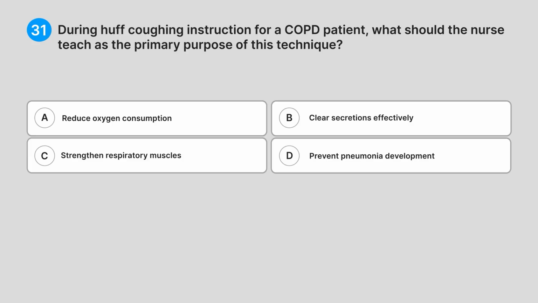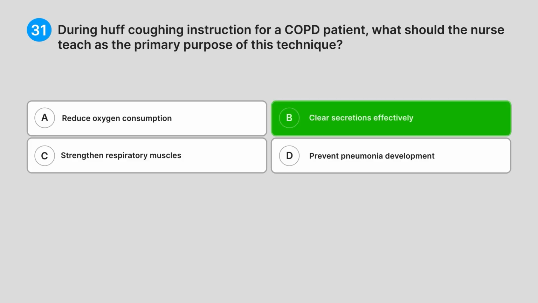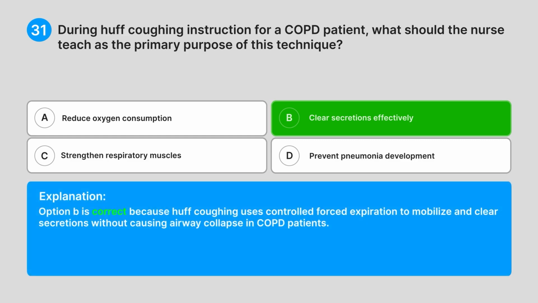Correct answer, B. Clear secretions effectively. Explanation: option B is correct because huff coughing uses controlled forced expiration to mobilize and clear secretions without causing airway collapse in COPD patients.